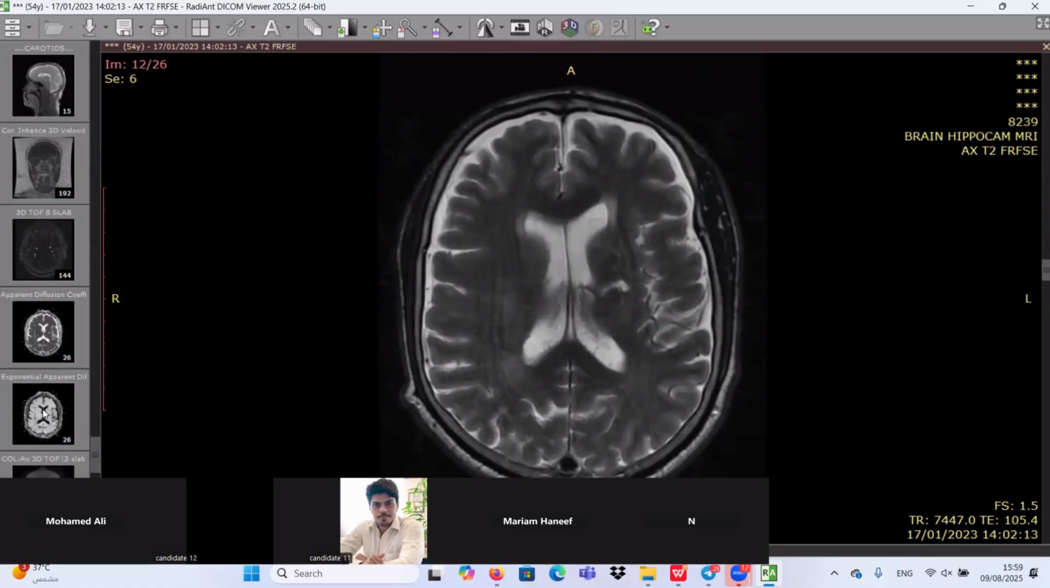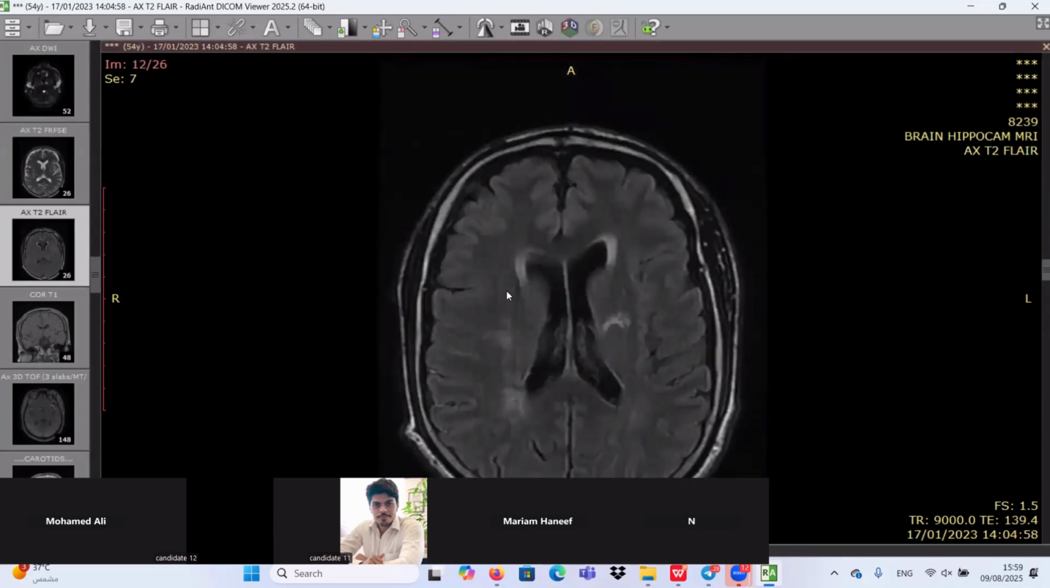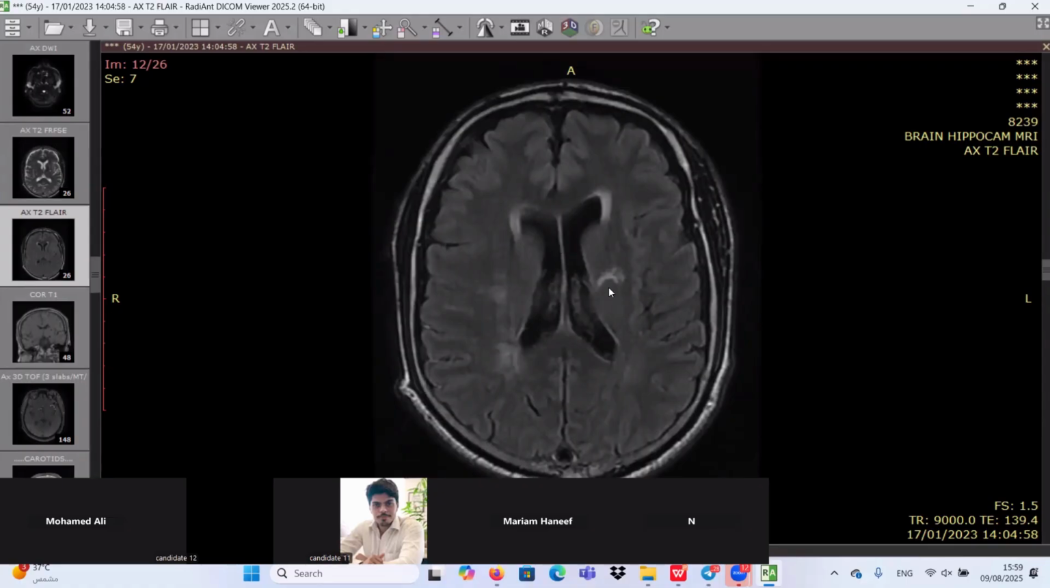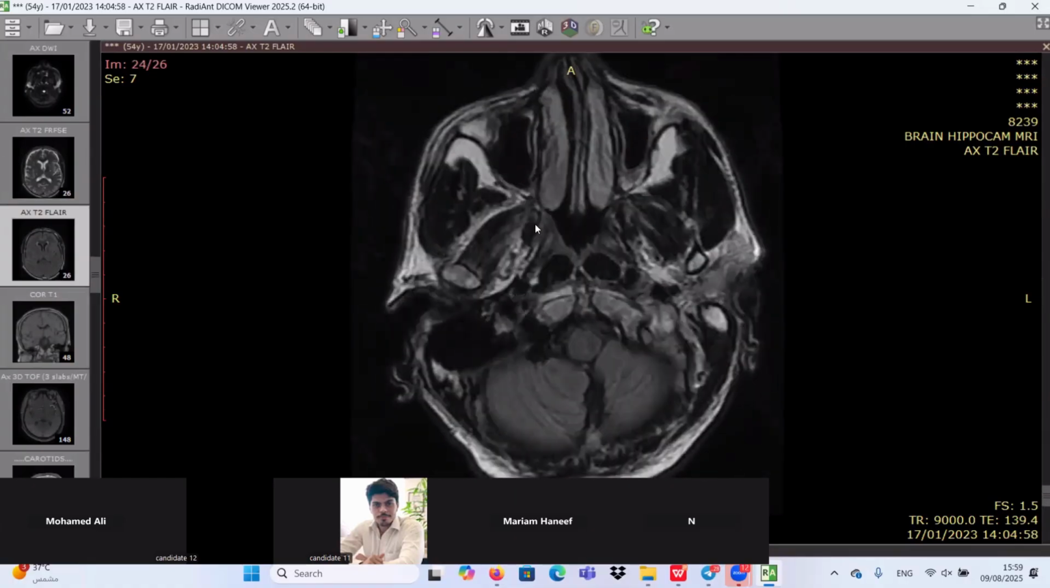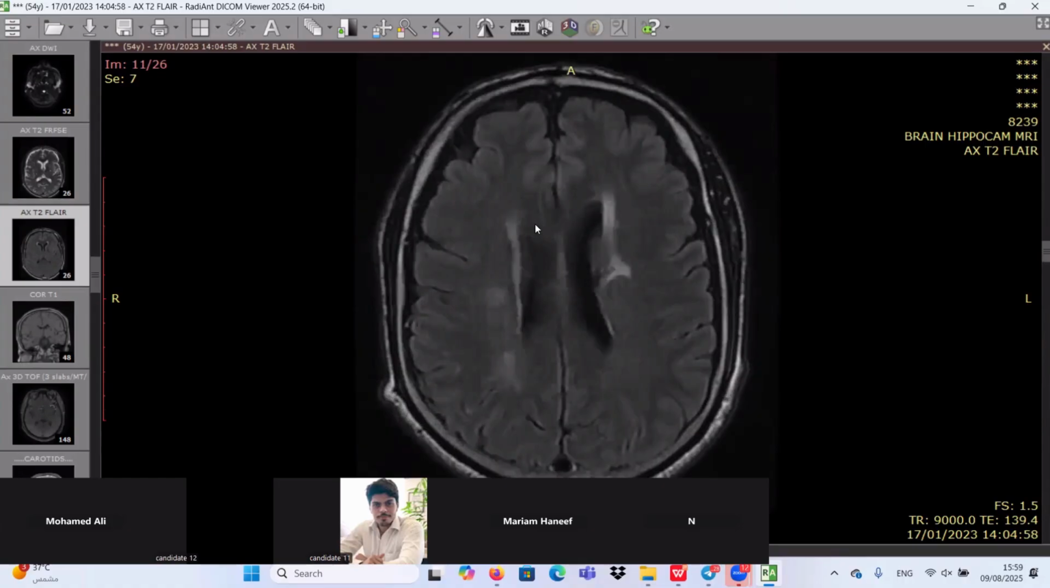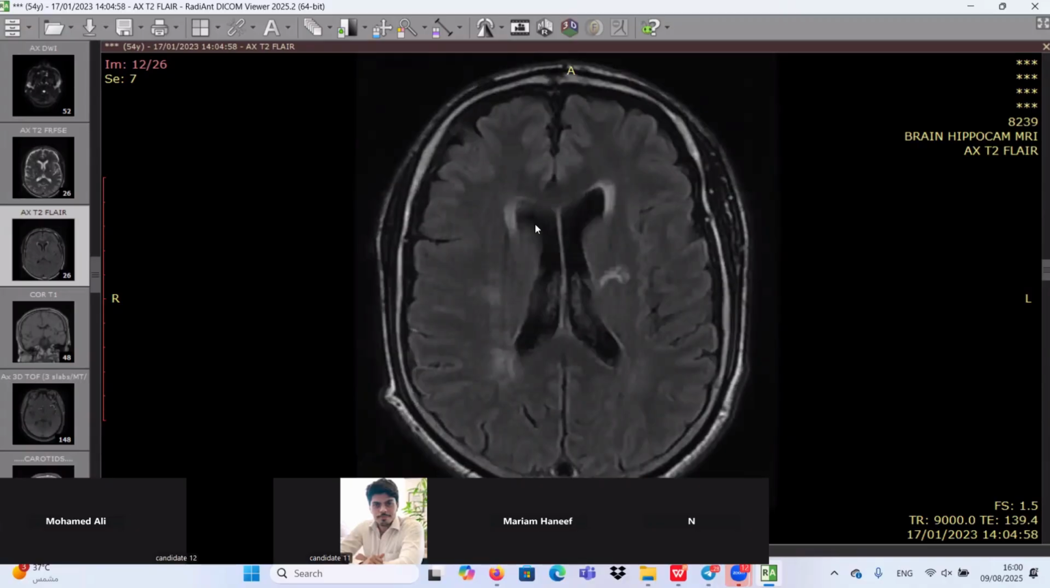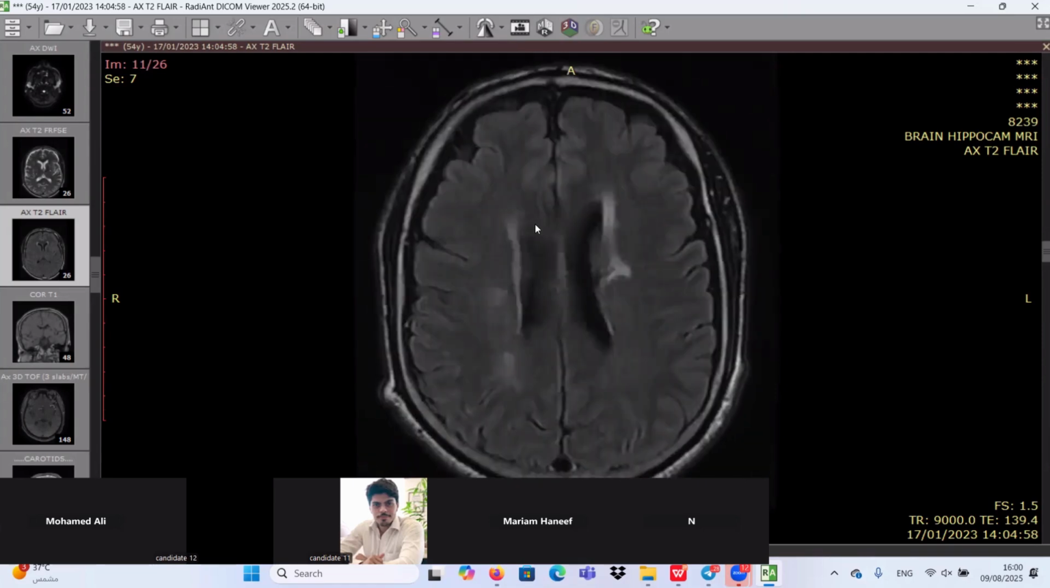Otherwise, let's go to see the FLAIR image. Okay, this is the FLAIR. And the FLAIR image is also hyperintense. I cannot see any other significant abnormality other than mild atrophic changes. Okay, this patient is complaining of left-sided hemiparesis, an acute attack of left-sided hemiparesis. Yeah. Okay.